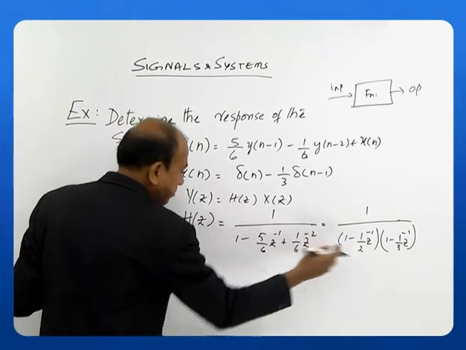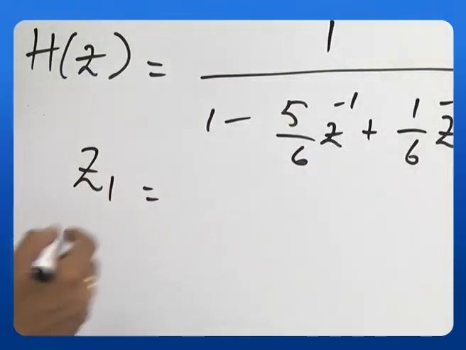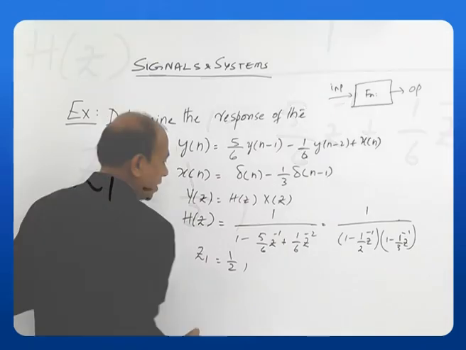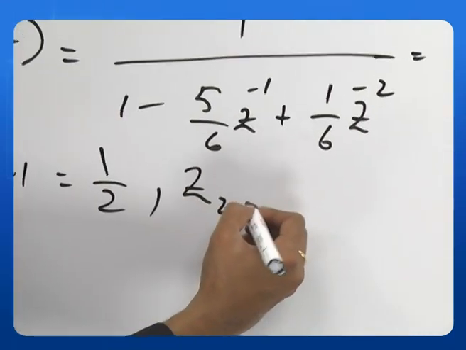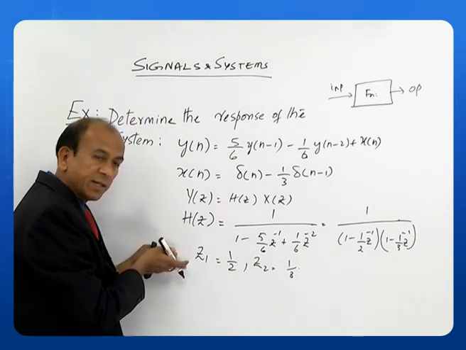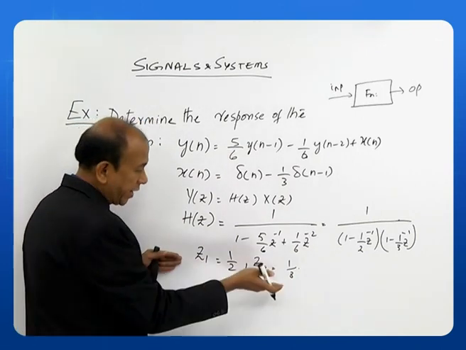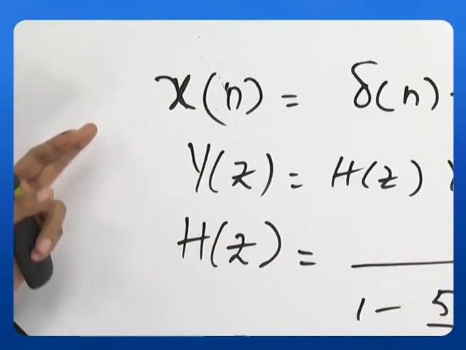So, let us say two poles are there, Z1 and Z2. Z1 is half, and the other pole exists at Z2 equal to 1 by 3. So, now we have two poles, one at half, the other one at 1 by 3. You can actually draw a plot indicating these two. Now, x of n is there.